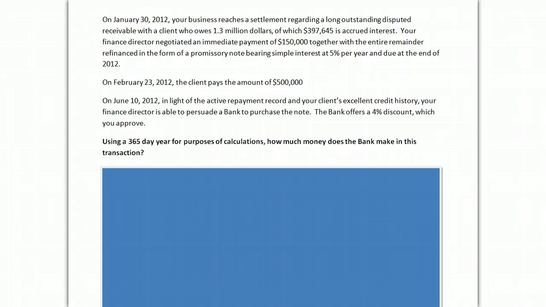Maybe they have a big sale coming up, maybe they have a stock offering coming up, but for whatever reason, this was the deal. So how do you analyze this for purposes of figuring out how much money the bank makes in the transaction? So you look at it and you realize, okay, you've made this deal on January 30th. What happens next? Well, on February 23rd, the client pays something.